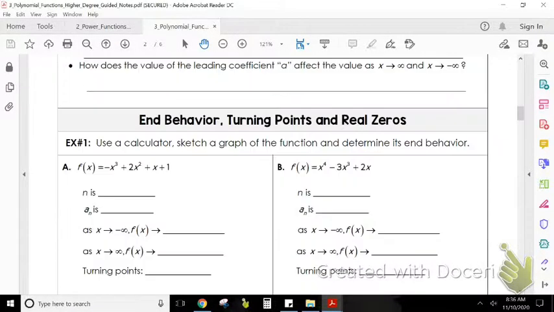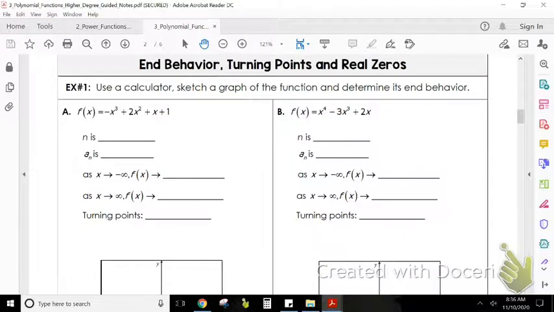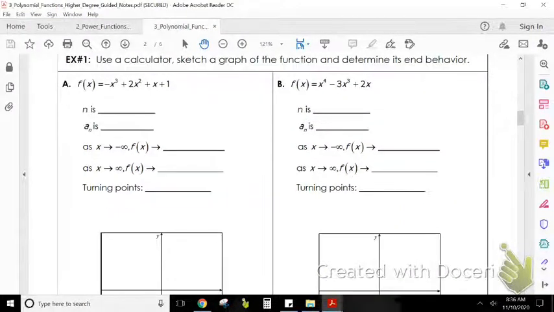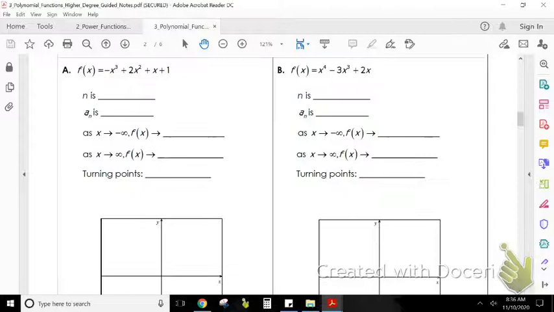All right, so end behavior, turning points, and real zeros. Let's do the first part without the calculator, and then we'll look in it to help us finish it up. We've got f of x equals negative x cubed plus 2x squared plus x plus 1. And so what is our degree? First thing is find your leading term. Make sure it's in descending order of the exponents, okay? We want our function to be in standard form. And it is. We have x cubed, x squared, x, and then we have what I call a no x.